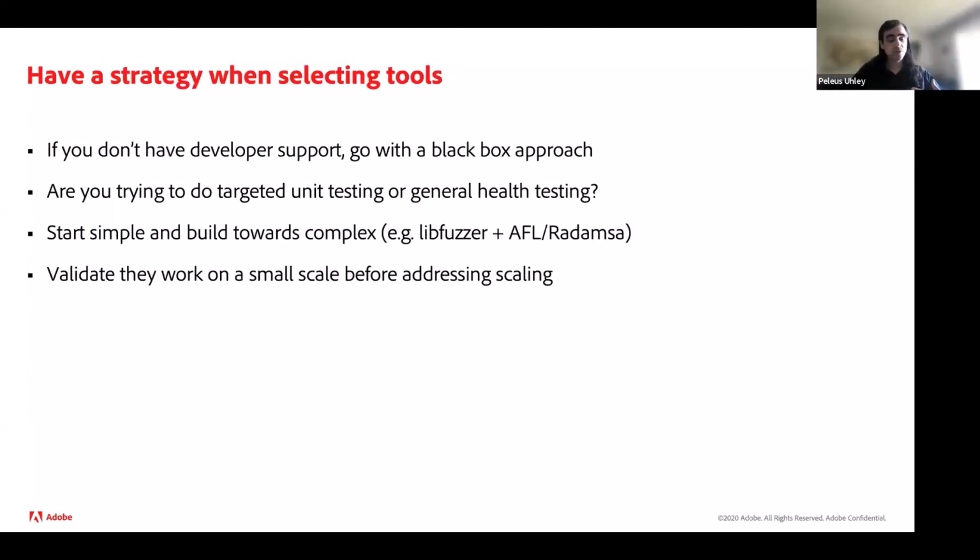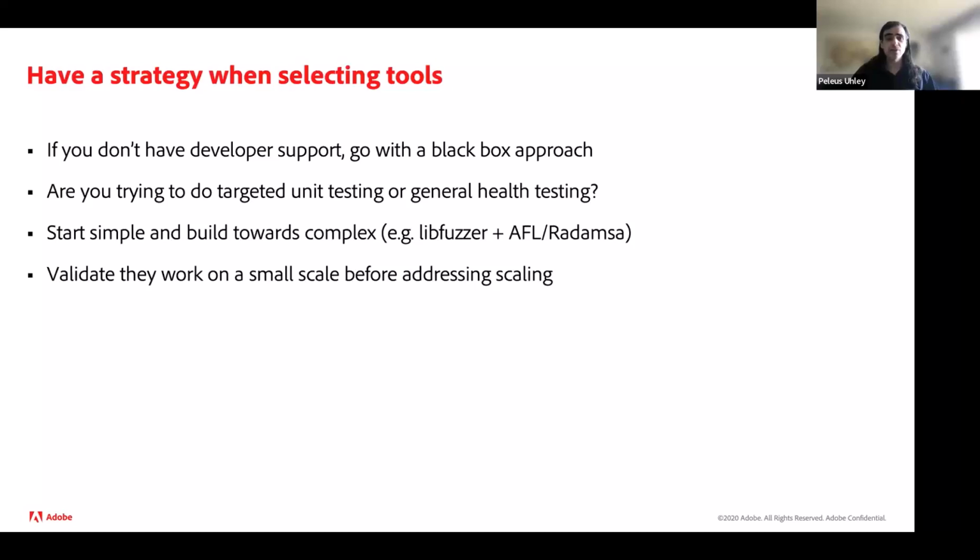And so when you're looking at these tools, you want to have a strategy. If you don't have developer support and the code's too complicated for you to compile because there's too many dependencies or whatever, you're going to end up going with a black box approach. You're going to go with something like Radamsa or maybe AFL and HongFuzz in a black box mode. If you're really concerned about targeted unit testing, then maybe you invest in libfuzzer so that you can make sure that your fuzzing efforts are going after the sections of code that you're most concerned with. If you're not, then you can go across the entire binary, going for general health.